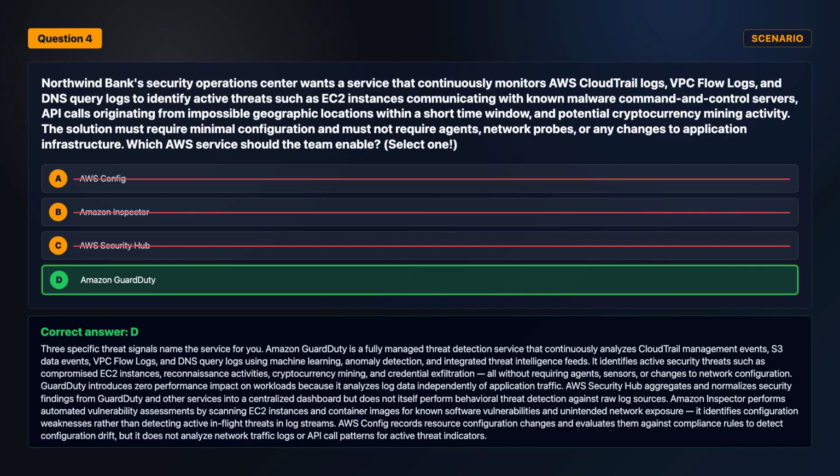AWS Security Hub aggregates and normalizes security findings from GuardDuty and other services into a centralized dashboard, but does not itself perform behavioral threat detection against raw log sources.